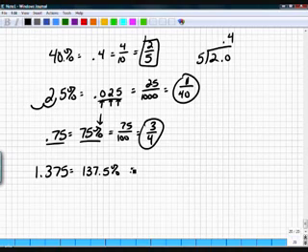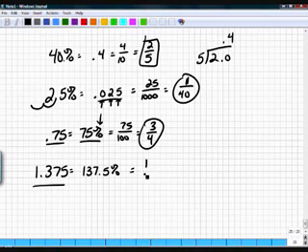To me, it's easier to go from decimal to fraction than it is from percent to fraction. For this reason, you were talking about a while ago, percent means out of 100, but if we do this, out of 100, 137.5 out of 100. Yeah, you can, but it'd be easier just to do this. Watch how I do it.